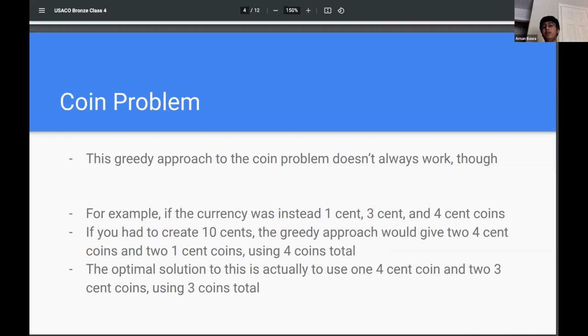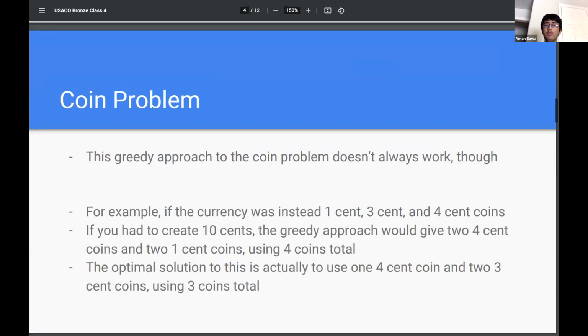But that's not greedy, right? Because after we took that first 4 cent coin, we still could have taken another 4 cent coin without going over our goal. But we didn't do that. We took two 3 cent coins instead, and that got us to our goal using only three coins. So this displays that a greedy approach does not work for everything. Specifically in this case, to solve this type of problem, you need to use a gold strategy. But we're talking about a bronze strategy right here, so greedy. And we'll try to wrap our heads around this.